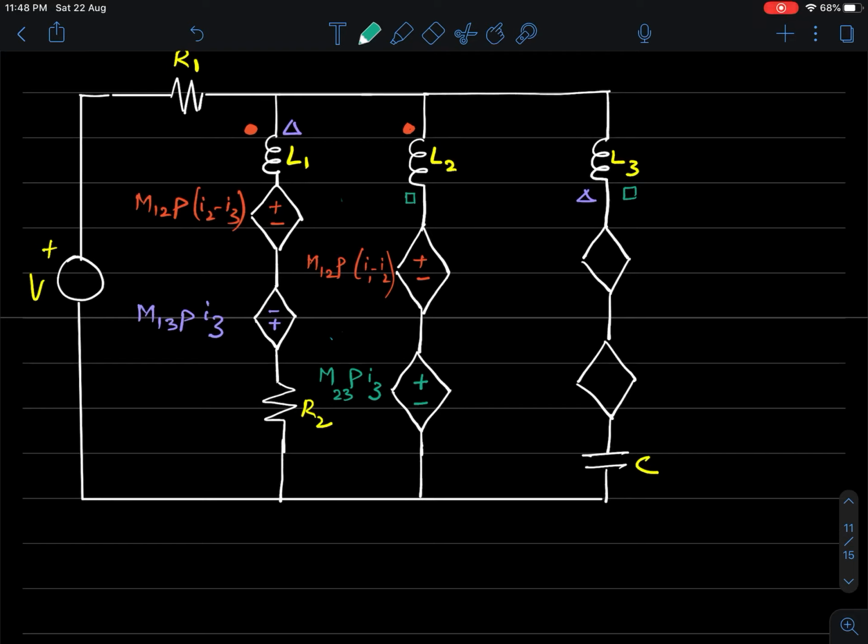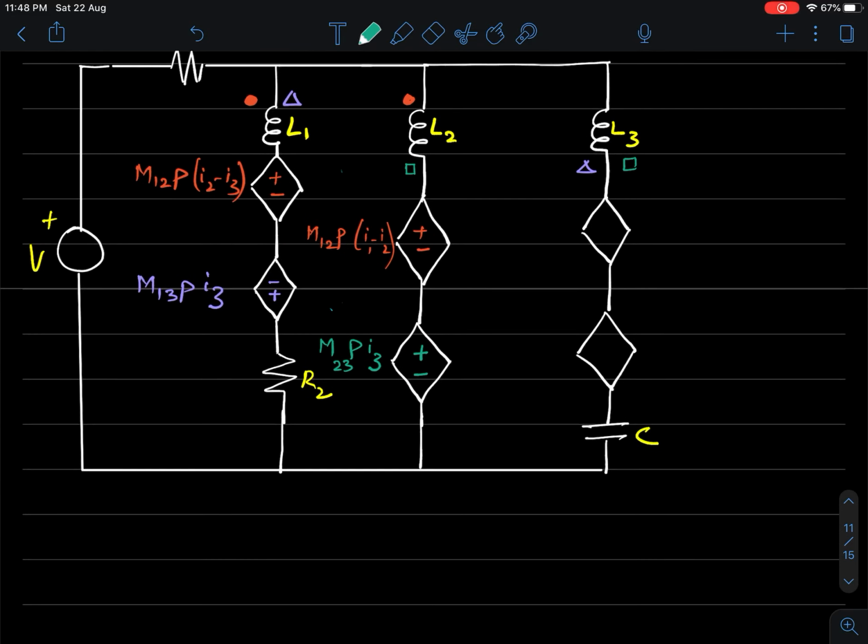Alright, now let's come back to the L3 coil. In the L3 coil, we have got a rectangle and a triangle. A rectangle is present near L2. Okay, that greenish thing. So current through L2 will produce an EMF in L3. Okay, so what is the magnitude of the current through L2? That is I2 minus I3 leaving the dot. I2 minus I3 would leave the dot.